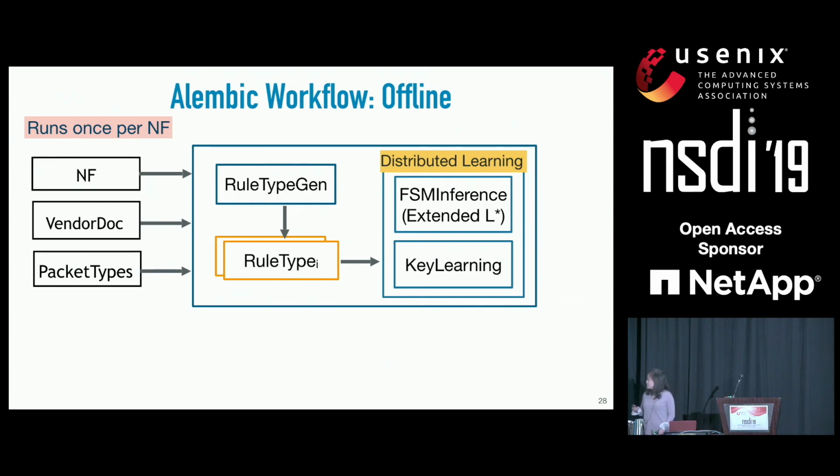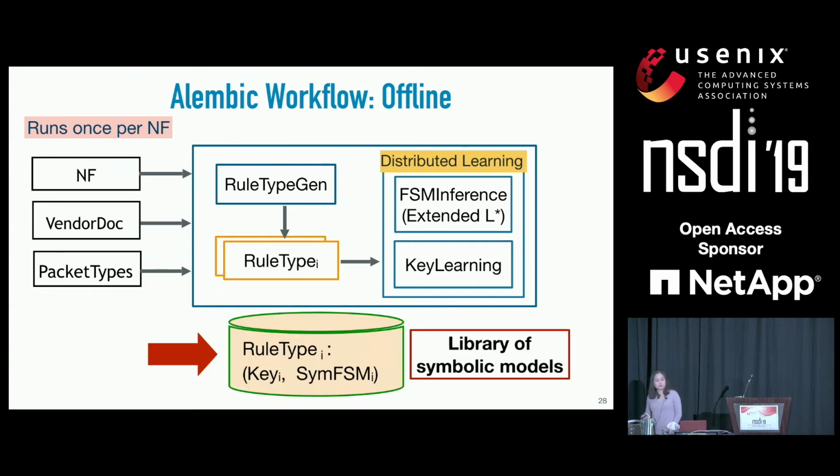We will then generate a set of rule types where each rule type is associated with a different runtime behavior. In the case of a firewall, it can be a firewall accept rule and a firewall deny rule. And then for each rule type, we are going to leverage the FSM inference module to infer the symbolic FSM as well as the key using the key learning module. The output is the database of a symbolic FSM and the key for each rule type.